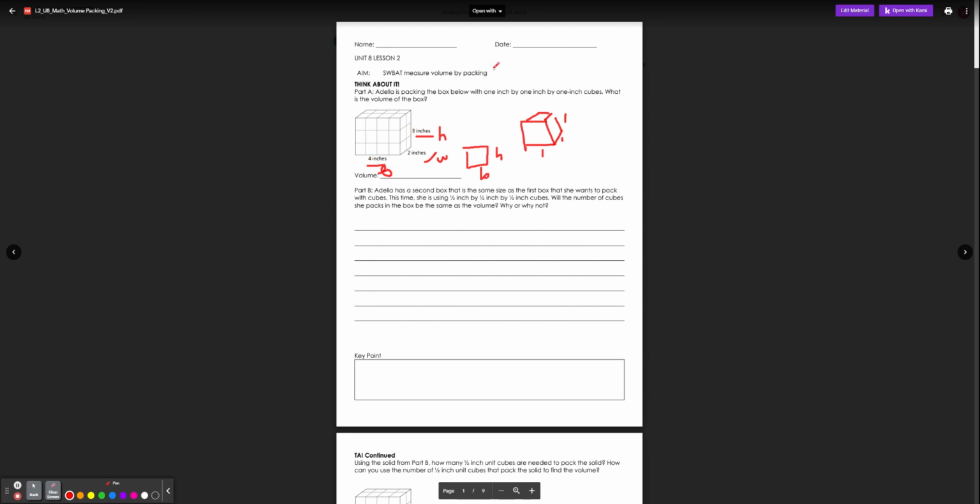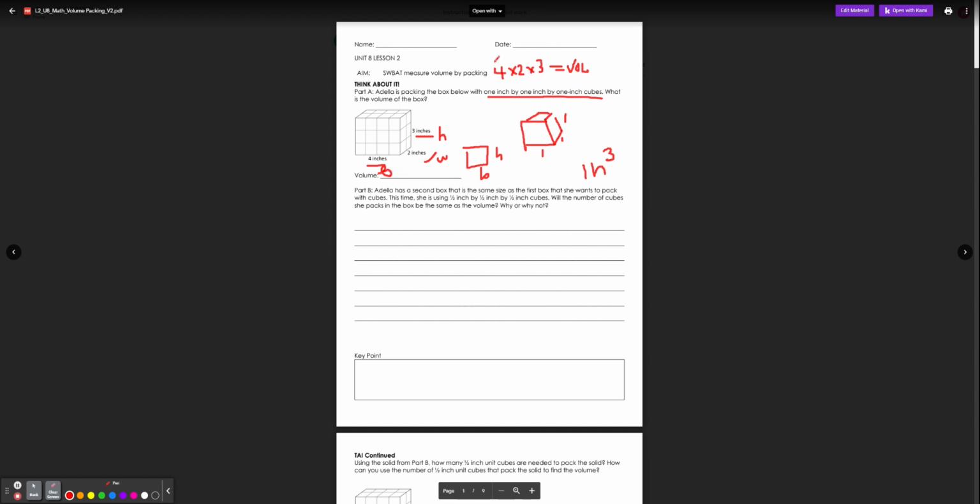So we're going to multiply 4 times 2 times 3. And that's going to be our volume. And because we're dealing with a box that is 1 inch by 1 inch by 1 inch, we're going to see that, because the units are the same, whatever we multiply by is going to be inches to the third power, or inches cubed, because we're dealing with 3 units here.